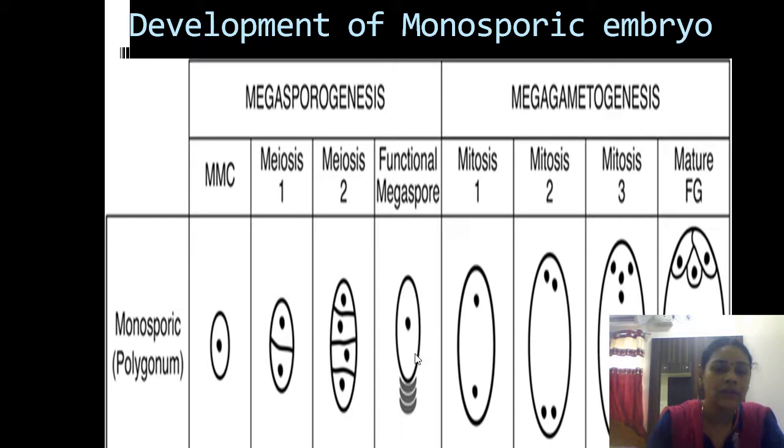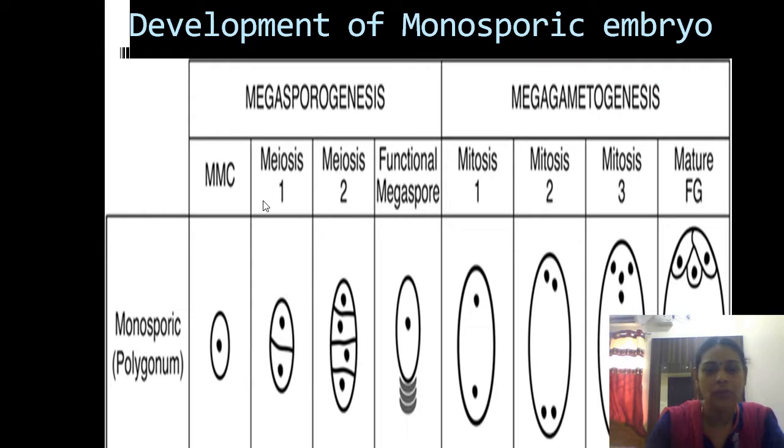Why is it called a functional megaspore? You may ask the question. A functional megaspore is the one that is ready for the development of the female gametophyte, so it is called functional. The remaining 3 megaspores degenerate. The megaspore mother cell undergoes the meiosis process, so that it is divided.